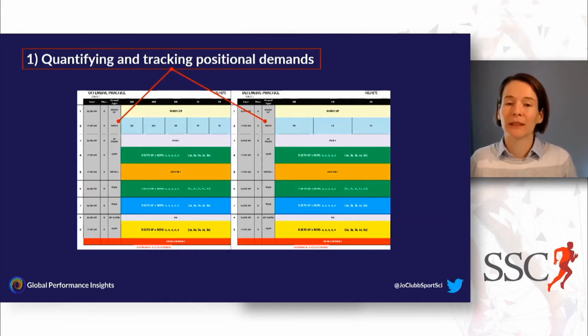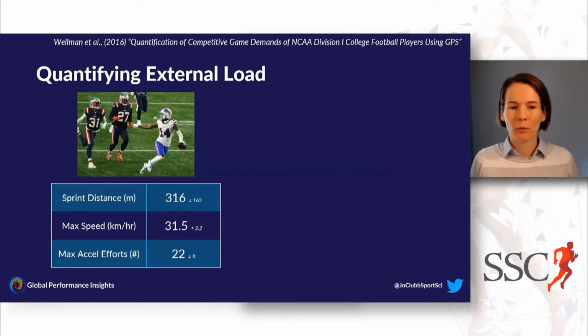And when I personally think about external load demands, naturally, the first thing I think about are the traditional time motion analysis metrics. And here we see from a paper by Aaron Wellman in Division I football, games tracked with GPS technology. And this is the average demands for a wide receiver in those games.